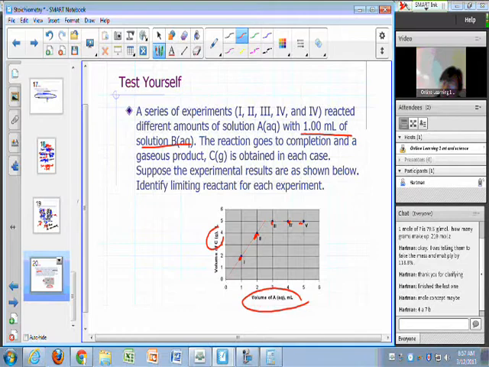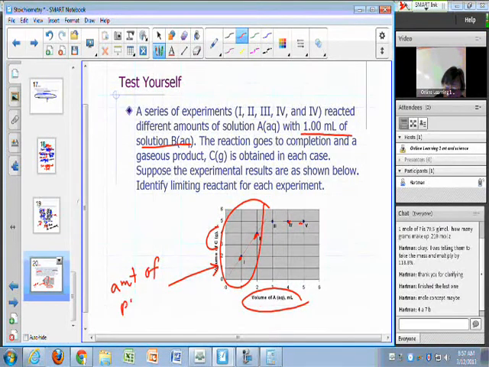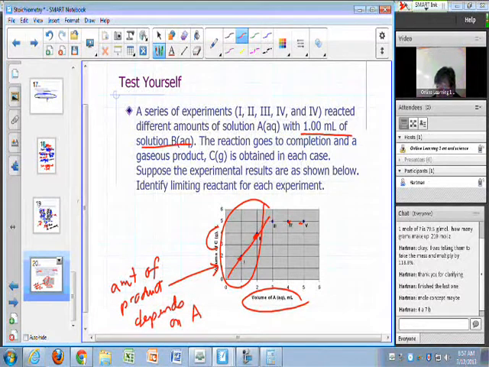Now, the way you interpret this graph, look at this part right here. In these experiments, the amount of product depends on the concentration, the amount of A. So we say A is the limiting reactant. The more A you have, the more product you're making. So that means A is your limiting reactant. A controls how much product you make.